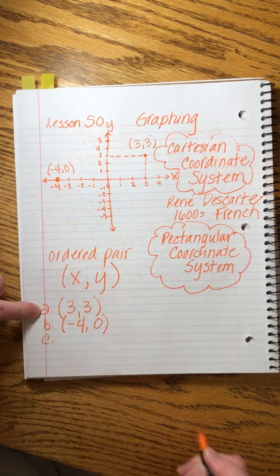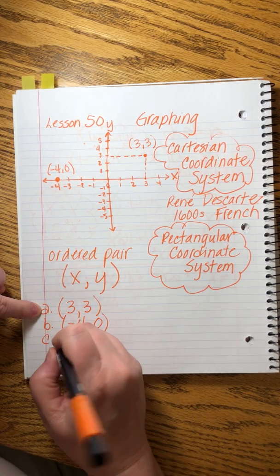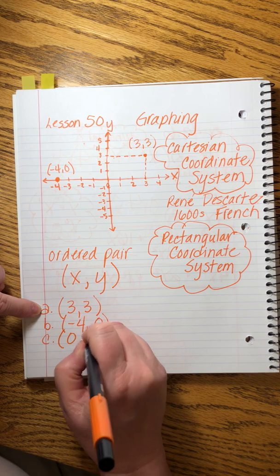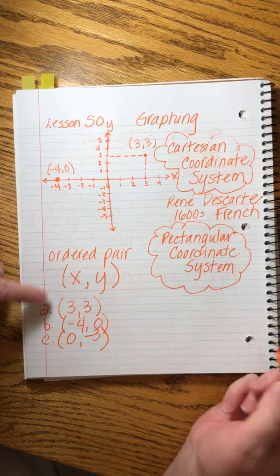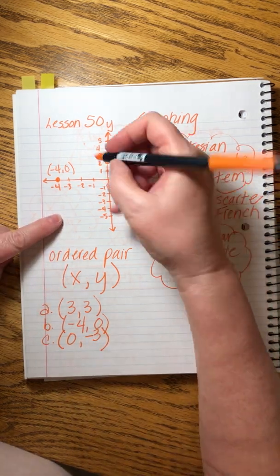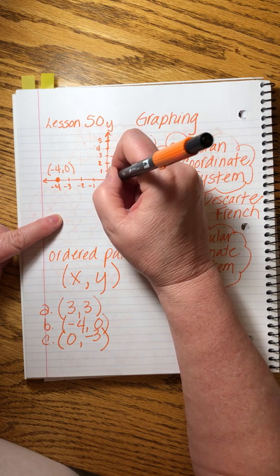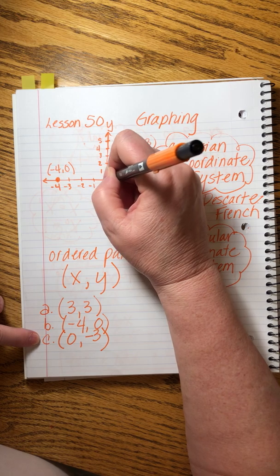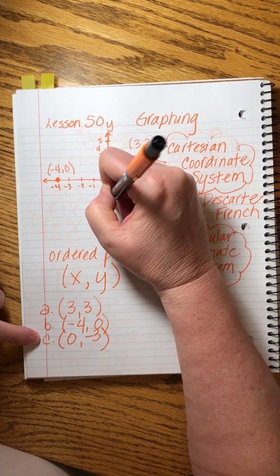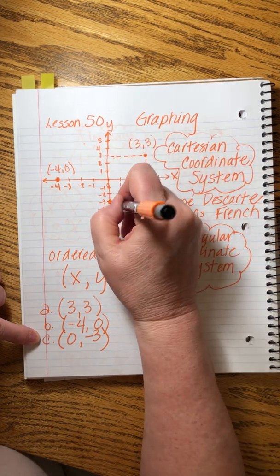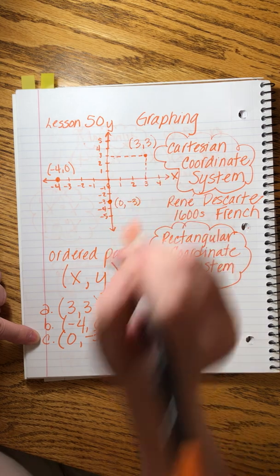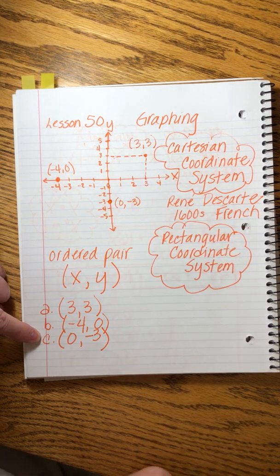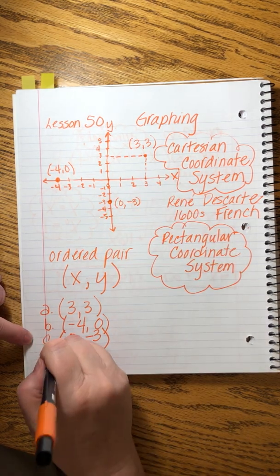C. 0, -3. Okay, so we go to 0 on the x-axis. That's right here, right? It's neither positive nor negative. It's right here. And then we go to -3 on the y-axis. So that's down there. 0, -3. Cool, right? And then our last one is D.